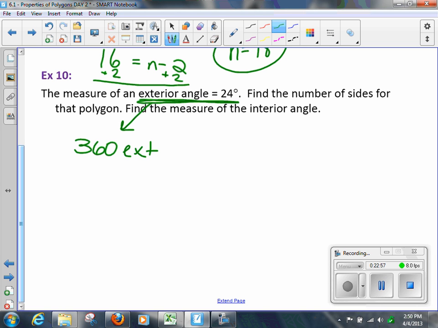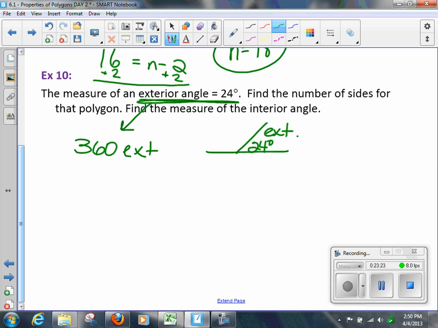What am I going to... The measure of the exterior angle is 24 degrees. One exterior angle is 24 degrees. Find the number of sides for that polygon. What am I going to do?